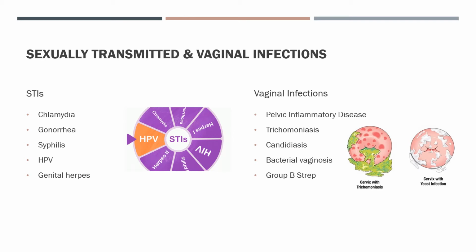Next, we're going to discuss some sexually transmitted and vaginal infections. So we have sexually transmitted infections. These could definitely, of course, be present in both female and male. So we have chlamydia, gonorrhea, syphilis, HPV, and genital herpes. These are all transmitted through sexual contact.